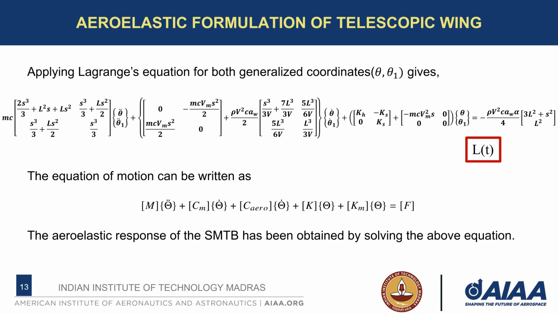The obtained governing equation shows time-varying coefficient terms in the matrices during the morphing process, while post-morphing, the governing equation has time-invariant coefficients. So during morphing, the system becomes a time-varying system. The aeroelastic response of the telescopic morphing wing can be obtained by solving this equation numerically.